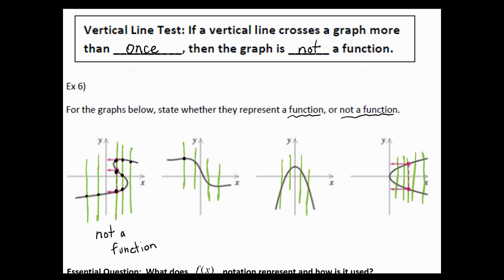This green line only hit the graph in one spot, so this is a function. This one only hits in one spot, so this is also a function. This one hits multiple times, twice, right? Many times it hits twice, so this is not a function.